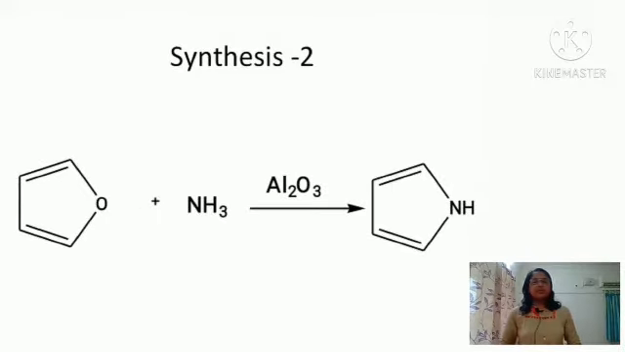So, coming to the second method of synthesis of pyrrole, from furan. We have already discussed that furan is a 5-membered heterocycle containing oxygen as a heteroatom. So, when furan is heated with ammonia in the presence of alumina, that is Al2O3, as a catalyst, we get pyrrole as the product.